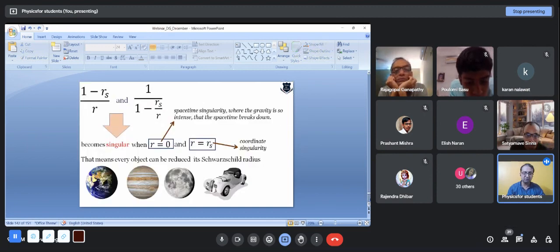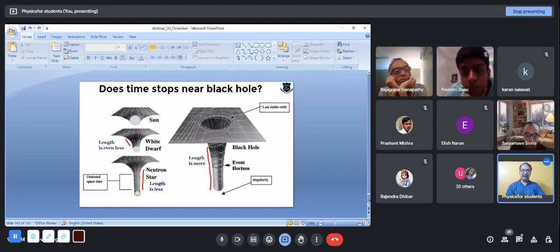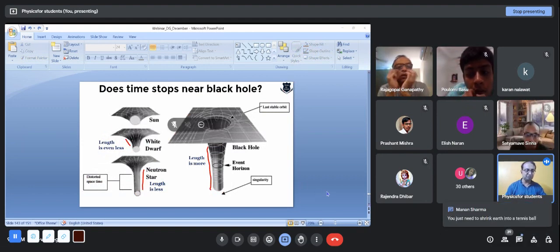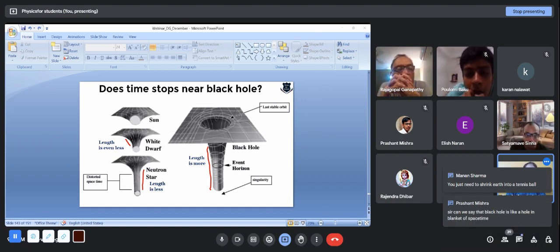Yes, that is beyond our scope. So here you see all objects can be turned into a black hole if it goes below the Schwarzschild critical radius. And here you see another description where it shows that you just need to shrink Earth to a tennis ball. Yeah, absolutely. I say the black hole is like a hole in a blanket of space.